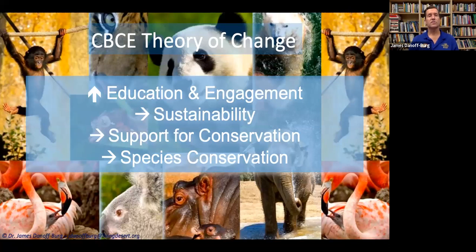A theory of change is a useful tool to better understand how we would proceed forward, right? This is a general one that applies and probably will apply to many of the projects that you're going to be working on and many of the problems that you're trying to address, right?